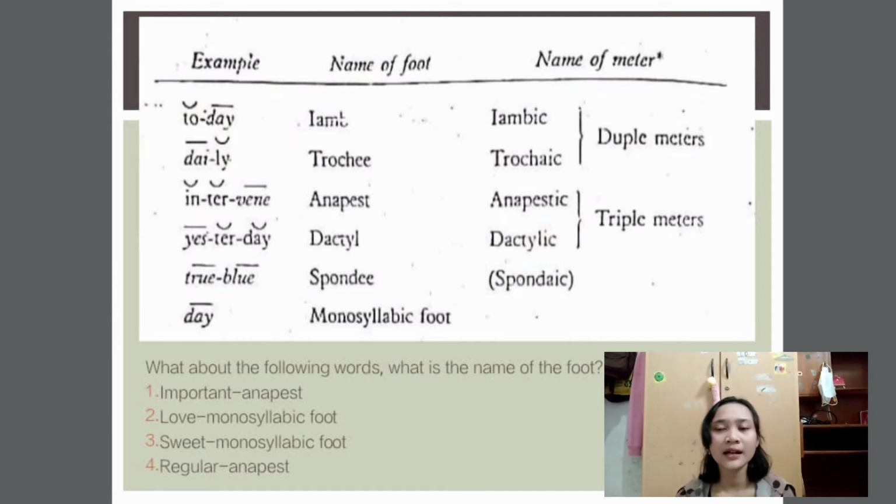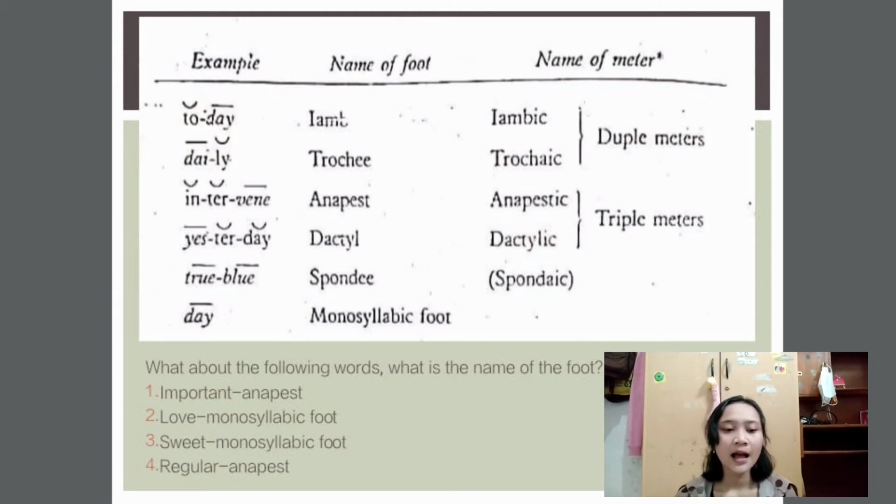Important. And the second, love. Name of foot is monosyllabic foot. The reason I choose monosyllabic foot is because when I mention the word love, there is 1 beat, love. And the third, sweet. Name of foot is also monosyllabic foot. It's the same explanation why I choose monosyllabic foot, because the word sweet has 1 beat, sweet.